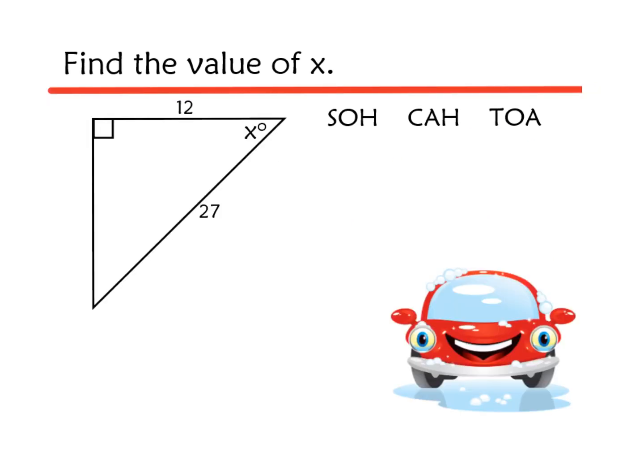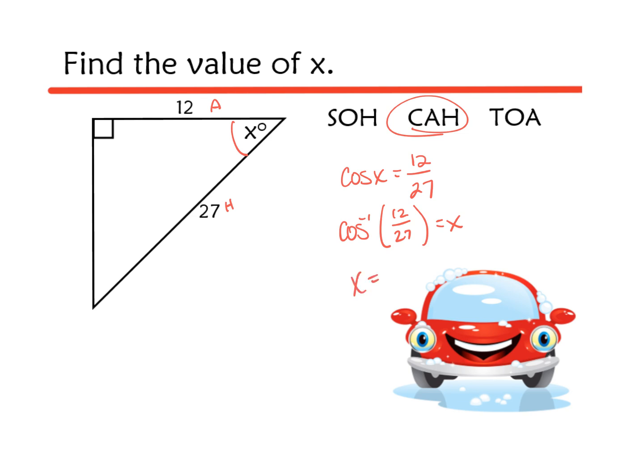Okay, last one. Again, positioning myself at x, 12 is adjacent, the 27 is the hypotenuse. So we're looking at cosine here. So the cosine of x is equivalent to 12 over 27. So I'm really looking for the inverse cosine of 12 over 27. That's equivalent to my angle. So I'm going to do second cosine, 12 divided by 27. And I have x is equal to 63.6 degrees.